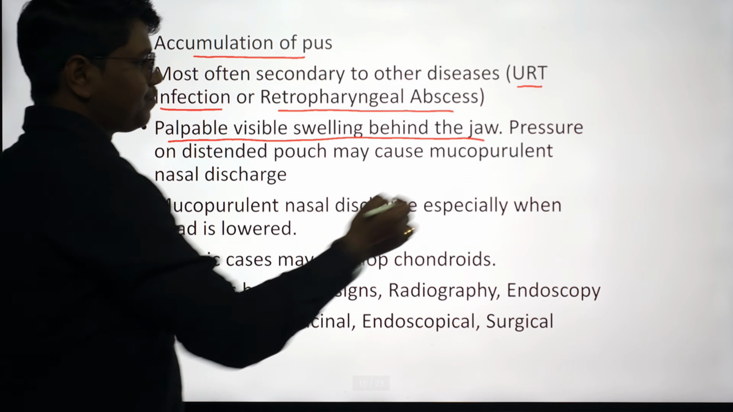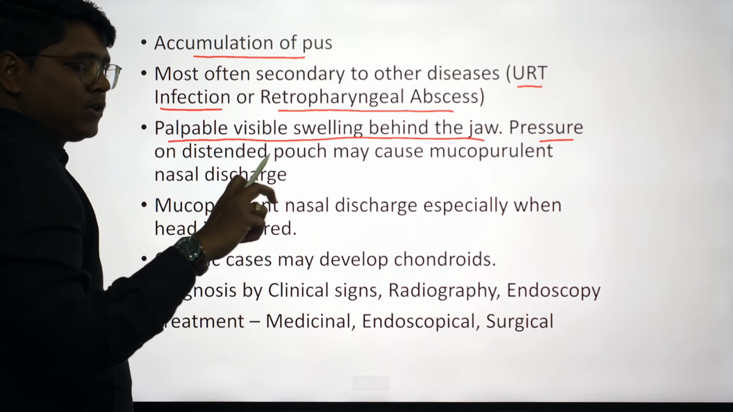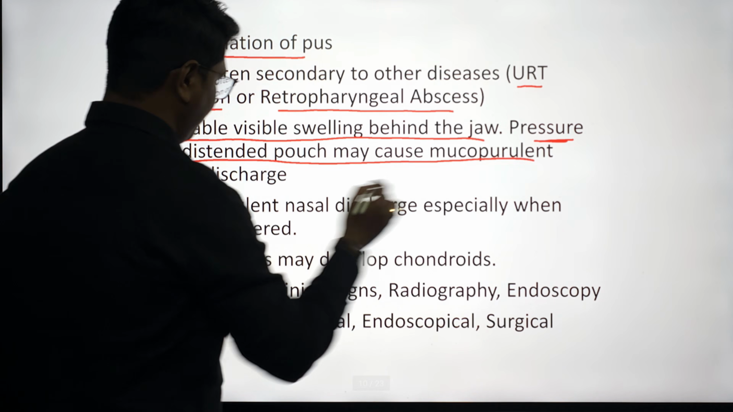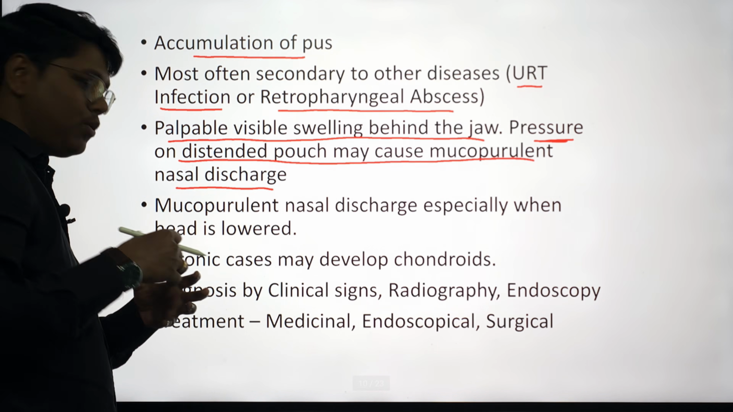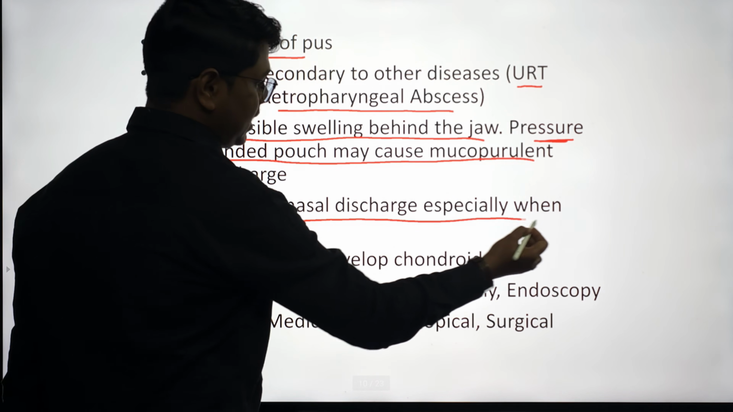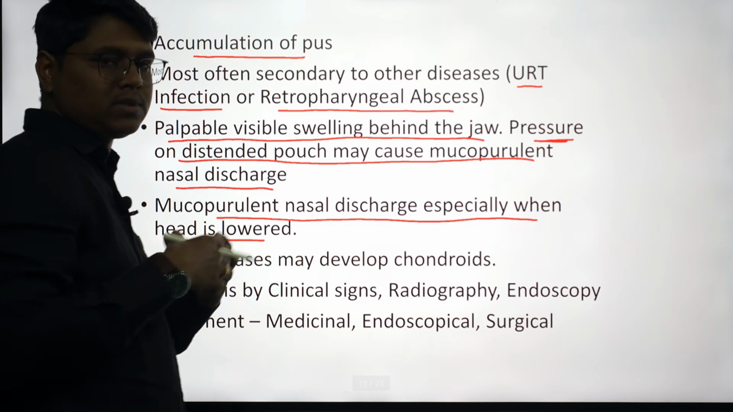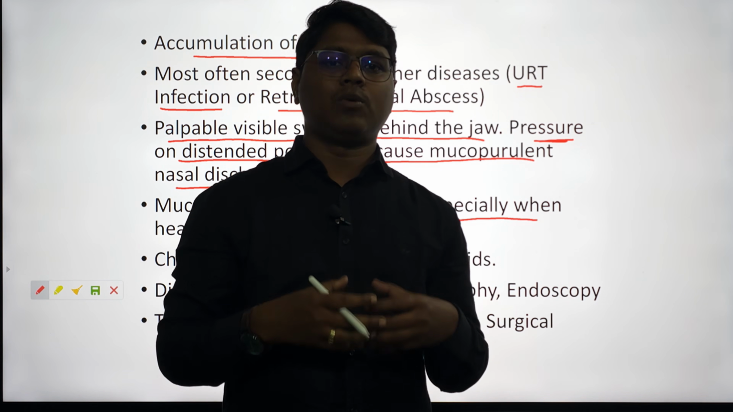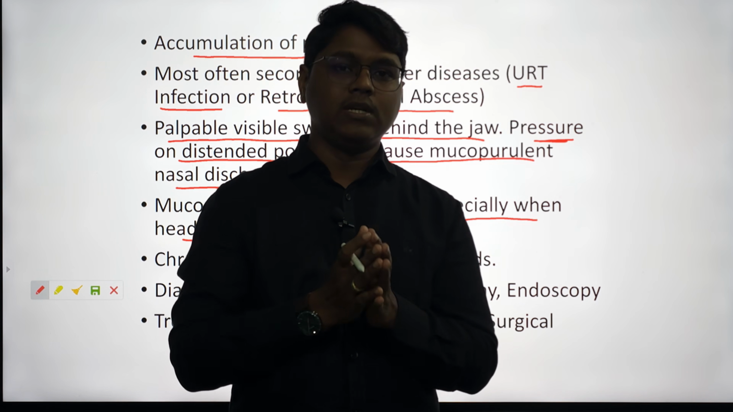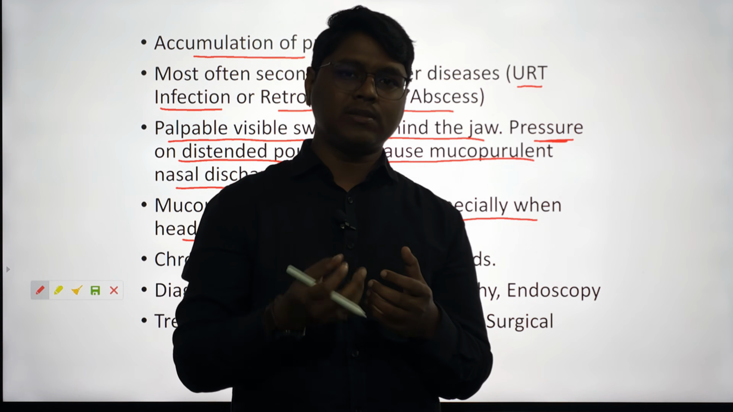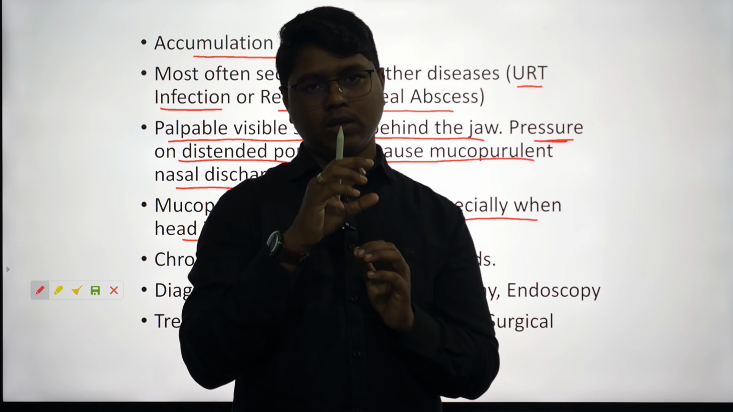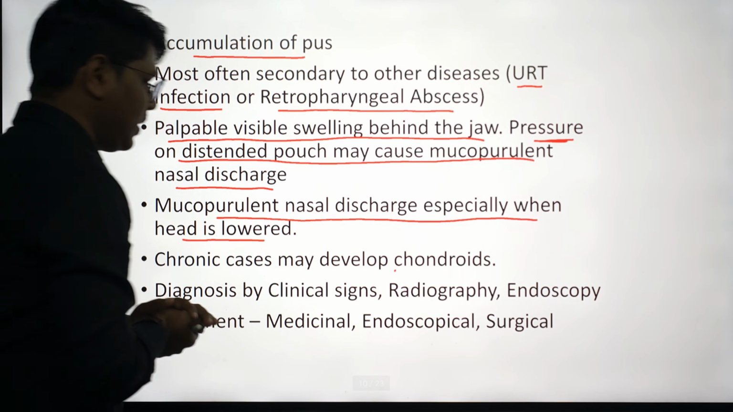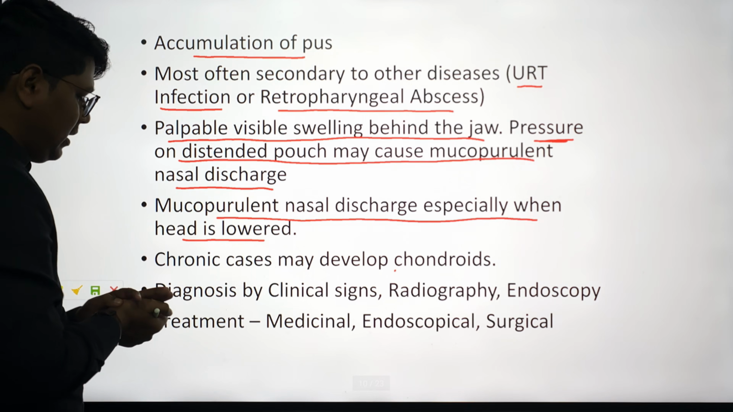We'll see some images. The characteristic or pathognomonic sign is that pressure on the distended pouch may cause mucopurulent nasal discharge, especially when the head is lowered. Sometimes the horse may be grazing in the field, or taking water, or taking feed in the stall. From the nose, very sticky, adhesive mucopurulent discharge will be there only when the head is lowered. This is very much pathognomonic of empyema of the guttural pouch.